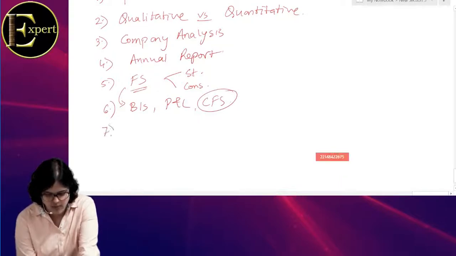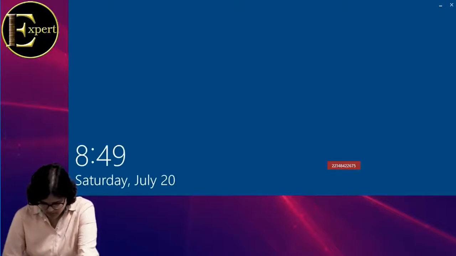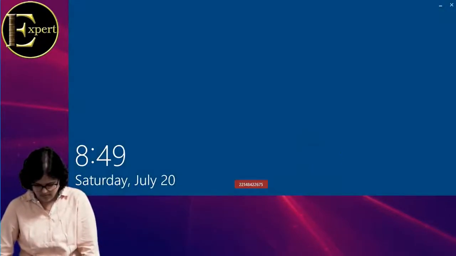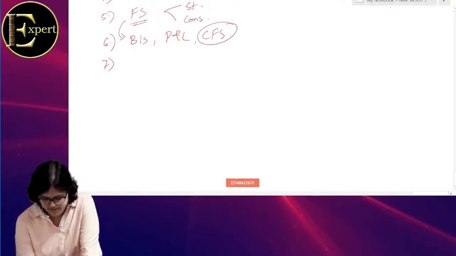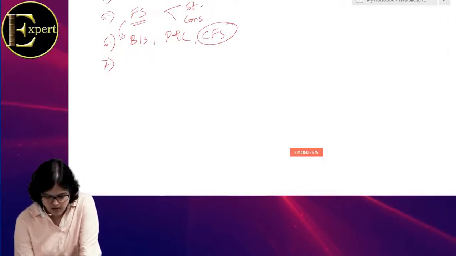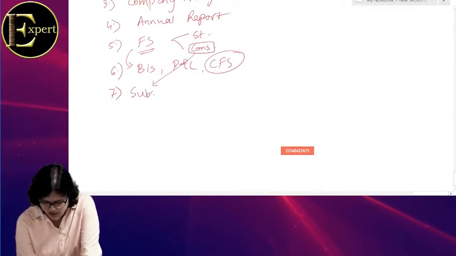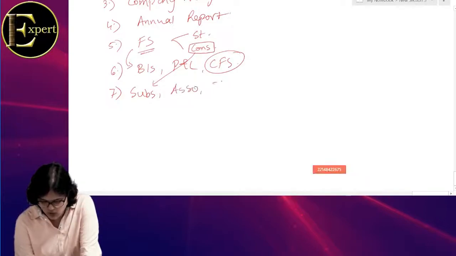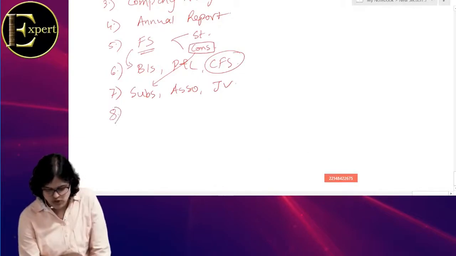Okay. Then we talked about that is okay. Statement of everything comes up under financial statements only. Then next. Then we talked about subsidiary, associate, joint venture. So inside consolidated only, we talked about various concepts like what is a subsidiary, what is an associate, what is a joint venture. Correct? Then we talked about the entire concept of shareholding pattern.